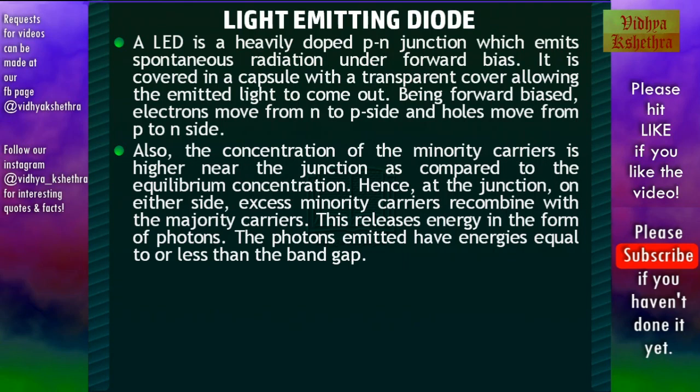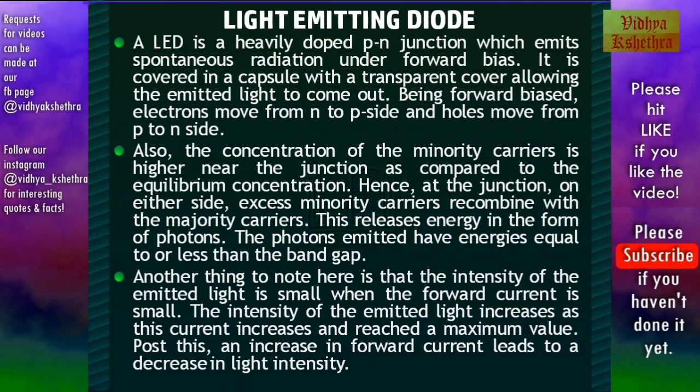The photons emitted have energies equal to or less than the band gap. Another thing to note here is that the intensity of the emitted light is small when the forward current is small. The intensity of the emitted light increases as the current increases and it reaches a maximum value. Post this, an increase in forward current leads to a decrease in light intensity. And for making an LED, special types of semiconductors like gallium arsenide are used.